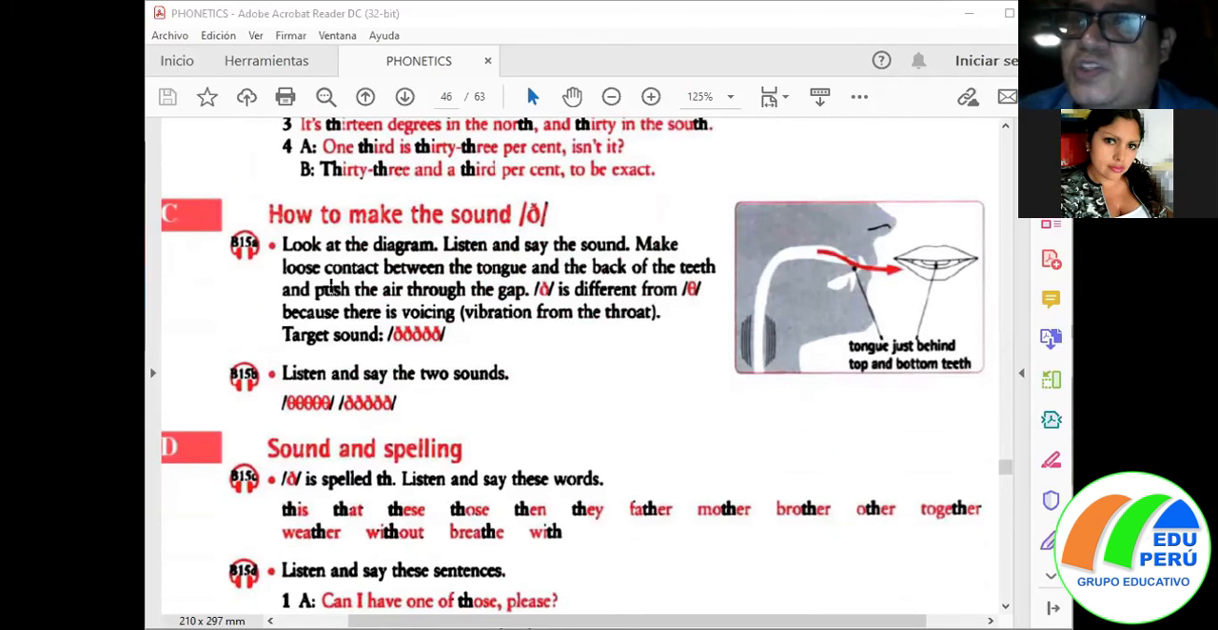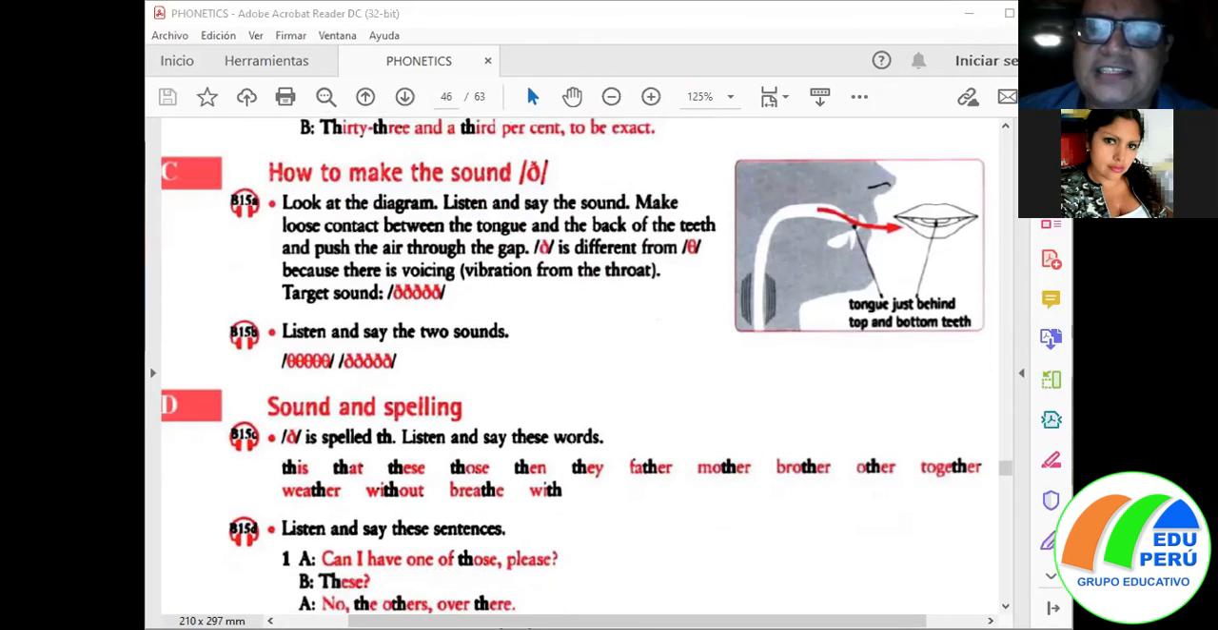We are going to say the two sounds together. The previous one and this one. The first one. This is the second. First, second. Now, together, as I told you before, you take a deep breath and you say the two sounds together. Notice the two sounds together without stopping.